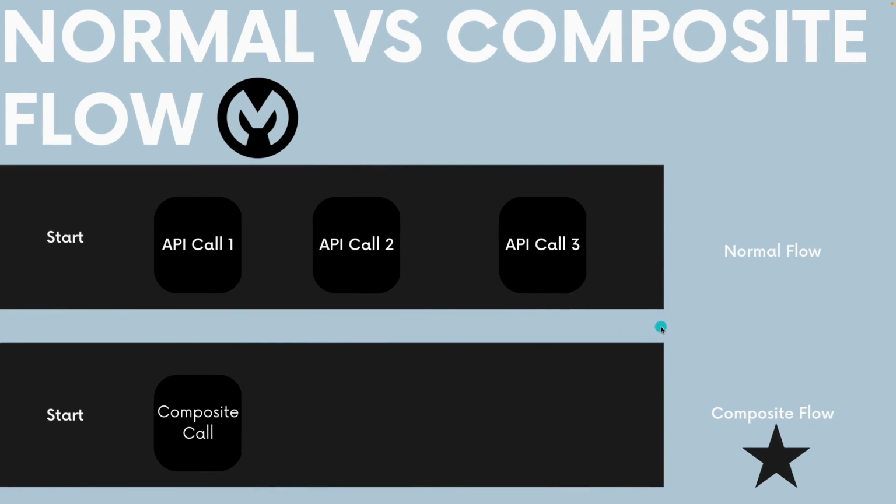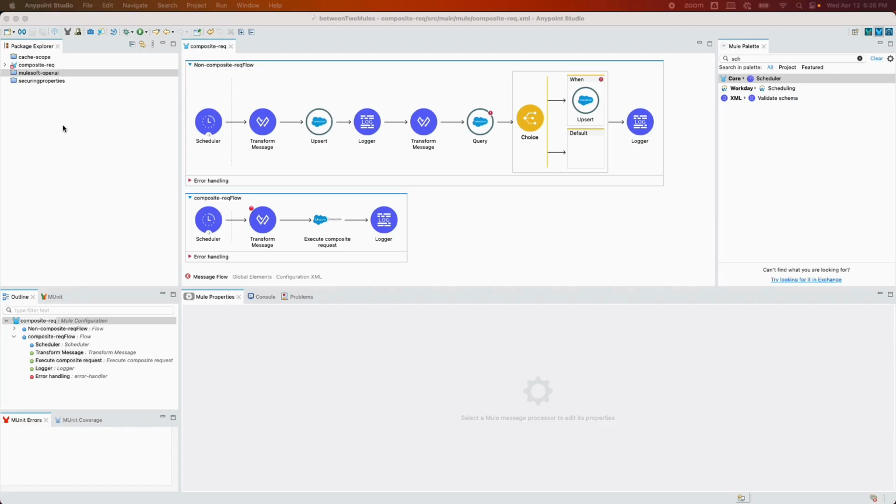So for this demo, I'm going to show you two flows. I'm going to show you a normal flow where we are calling Salesforce multiple times using Salesforce connector inside MuleSoft application. And then I'm going to consolidate those requests in a single composite flow request. So let's head to our Anypoint Studio and see that in action. We are in our Anypoint Studio and I've created a project called Composite Request.